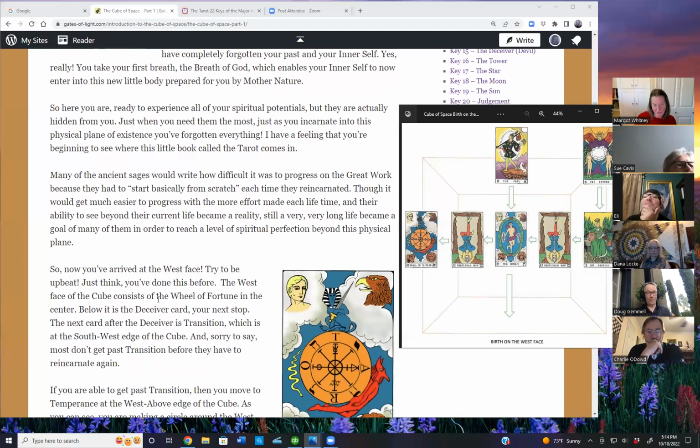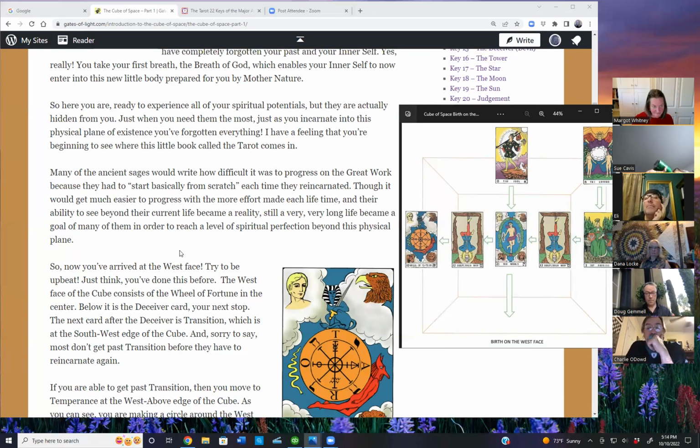Many of the ancient sages would write about how difficult it was to progress on the great work because they had to start basically from scratch each time they reincarnated. Though it would get much easier to progress with the more effort made each lifetime, and their ability to see beyond their current life became a reality, still, a very, very long life became a goal of many of them in order to reach a level of spiritual perfection beyond this physical plane. Yeah, and you'll find out why, because as we go around each phase, you realize the more you develop, the faster things move and the more opportunities you have.